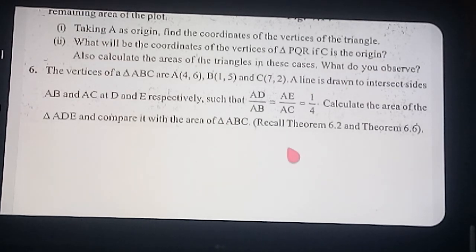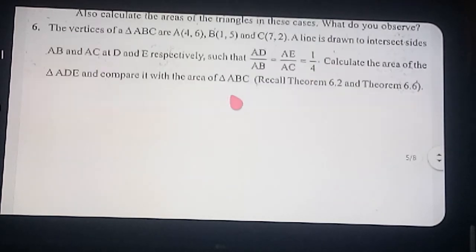Actually, in chapter number 6, there is a theorem on the area of a triangle. That only is written here: recall theorem numbers 6.2 and 6.6. The fundamental theorem of proportionality and then the area theorem. Both applications are coming here also. Okay, so we can come to the point now.